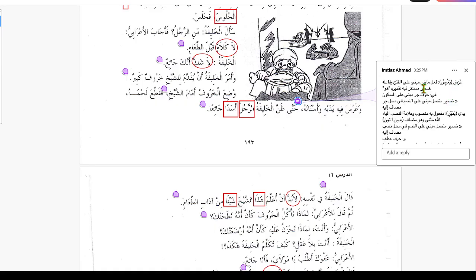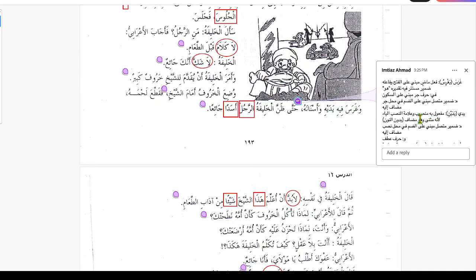So gharasa is fi'lu madin mabni alal fathi wa fa'iluhu damirun mustatirun fihi takdiruhu huwa. Fi is harfu jarrin mabni ala sukoon, and this ha is damirun muttasilun mabni ala dammi fi mahalli jarrin mudaf ilayhi. So fihi is jarun wa majrurun, and yadayhi is actually yadaini, because it becomes mudaf, and mudaf cannot take the noon, so the noon is removed. So basically it is yadaini.